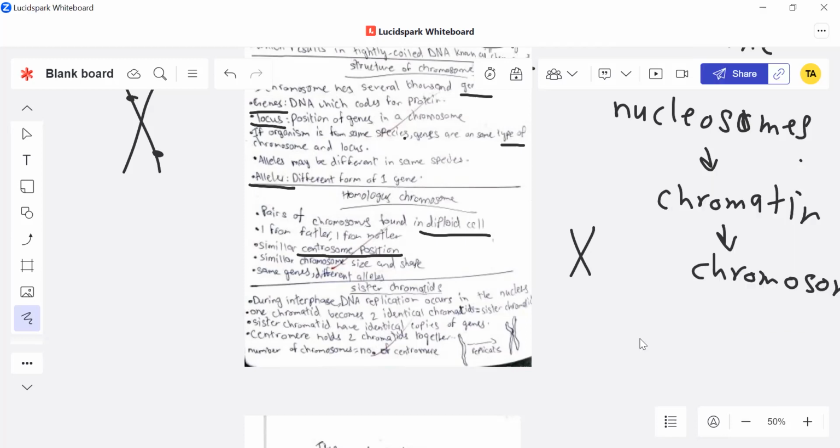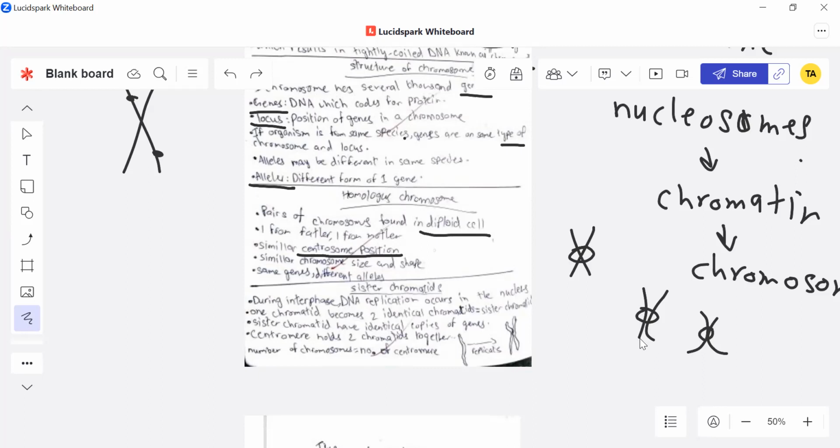All right, so moving on, centrosome, right, is the center position where one chromatin and one chromatin come together, right? So when these two chromatins come together, the center is called the centrosome. And remember, homologous chromosomes will have similar centrosome positions. So the positions of the centrosomes would be the same in homologous chromosomes. And homologous chromosomes have the same genes but different alleles. Again, allele is a different form of one gene.